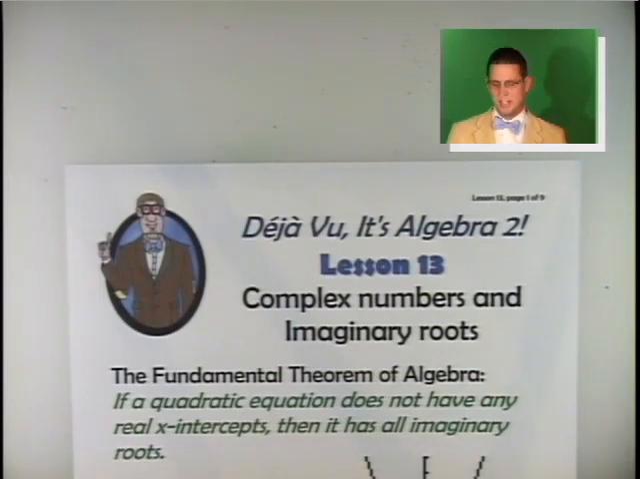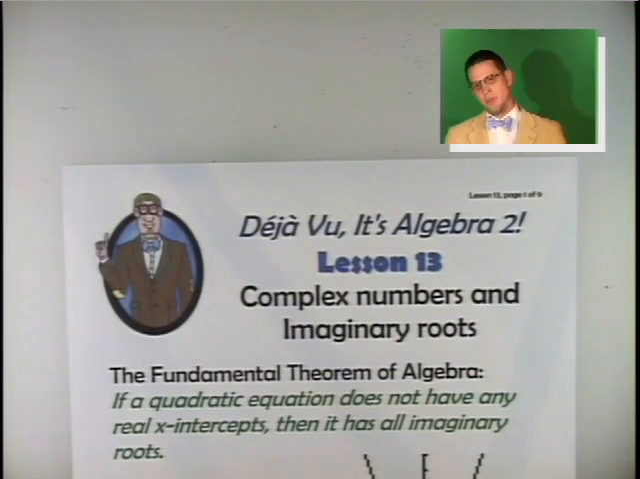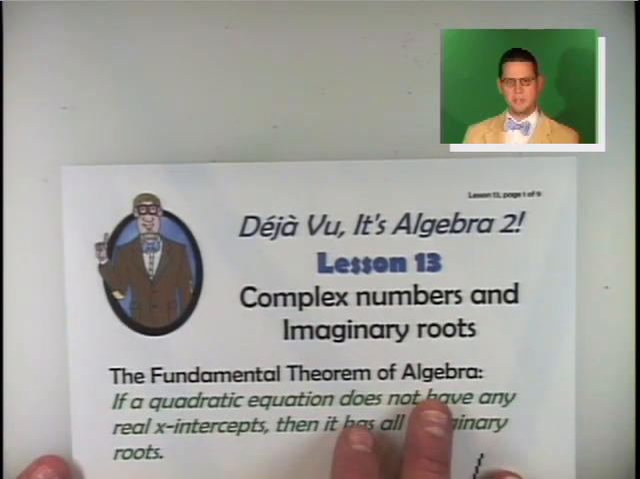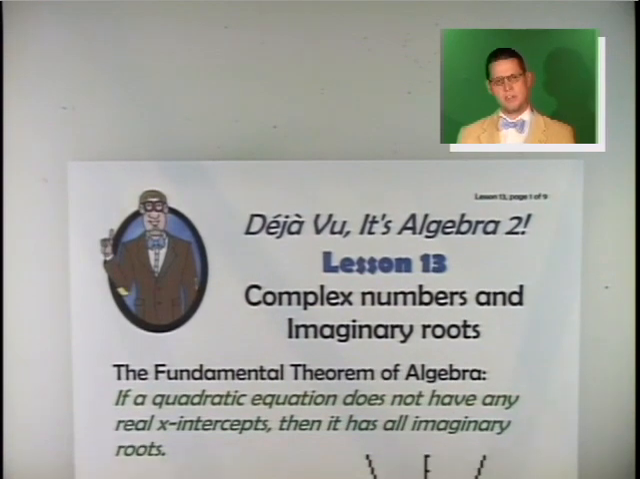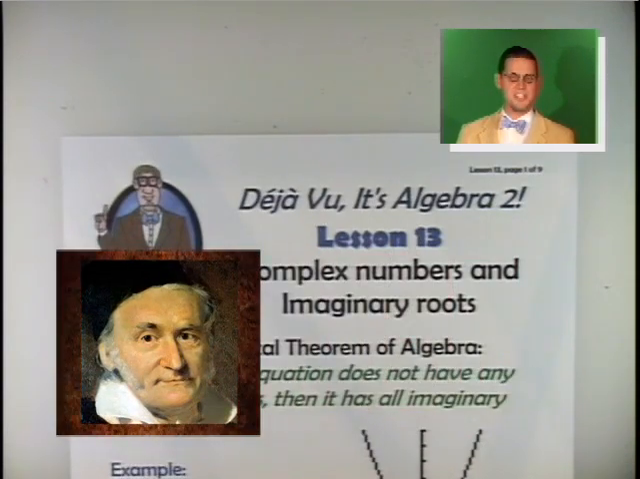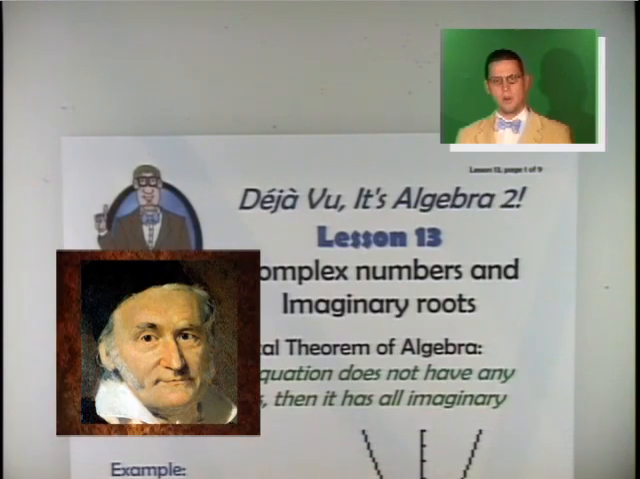Okay, lesson 13, complex numbers and imaginary roots. Well, the whole thing that's going to drive today's lesson is a very important theorem that I talked about on last year's geometry show called the fundamental theorem of algebra. It's an important theorem that was first proven by Carl Friedrich Gauss at the age of 19. He earned his PhD using that. The implications of it, though, are profound.